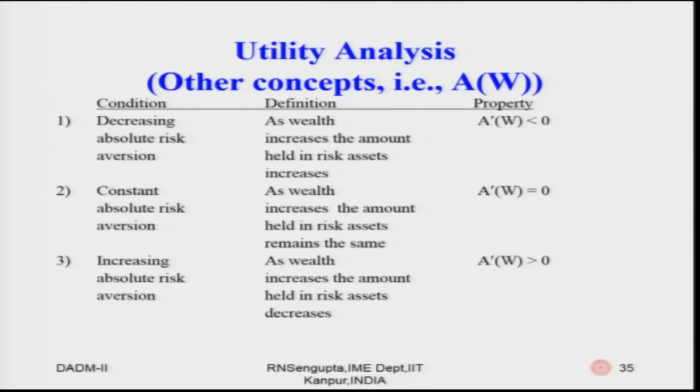So, in the first column we have the conditions, the condition based on which we are trying to pass the judgment. Second would be the actual practical definition based on which we are saying that the absolute risk aversion property, or relative risk aversion property, or the first derivative of absolute risk aversion property is greater than 0, equal to 0, or less than 0. That comes under the second column, which is the definition.